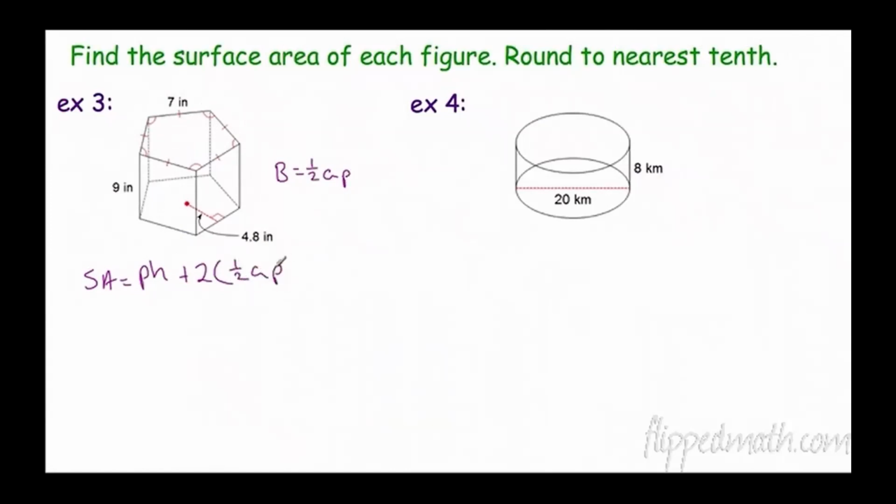All right, right off the bat, 2 times a half cancels out. Let's just take care of that right now. So, perimeter. I have to add all the sides up. 7, 7, 7, 7, 7. So 35 times my height, which is 9, plus the apothem, which is 4.8, times the perimeter, which again we know is 35. We multiply this out, we get 315 plus 168. Add those together and we get 483 inches squared.